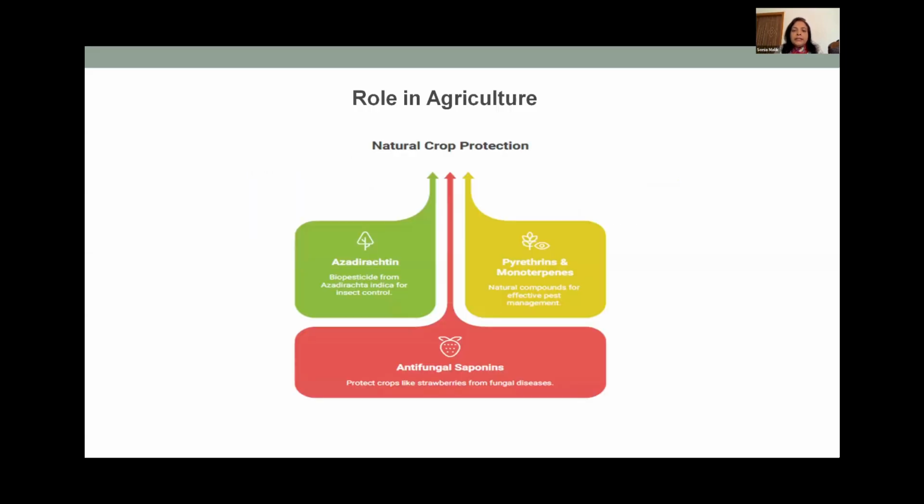And now in agriculture also, you might have heard the name of neem, a very common tree. Azadirachtin is also used in pesticides to control a number of pest diseases. Even at home we use them to preserve our winter clothes. And there are other antifungal saponins to control fungal or bacterial diseases in strawberries.